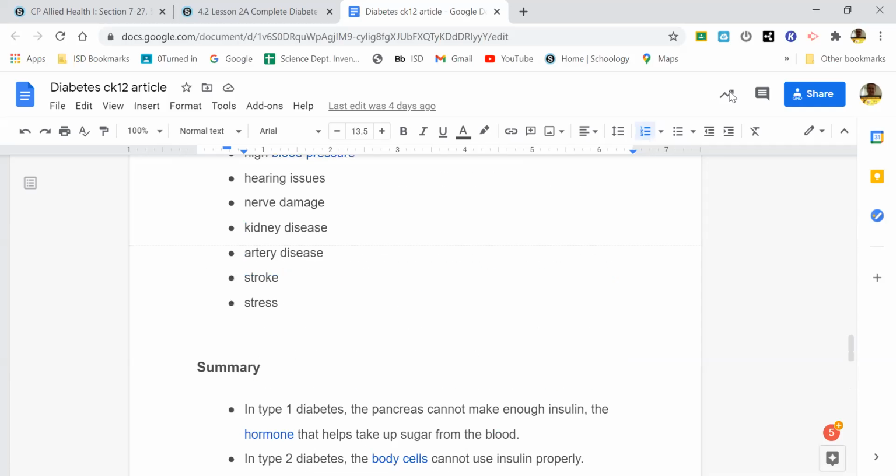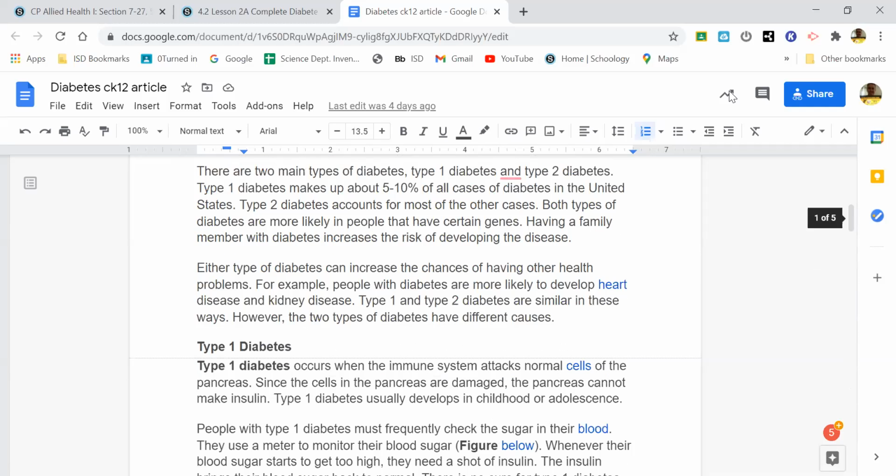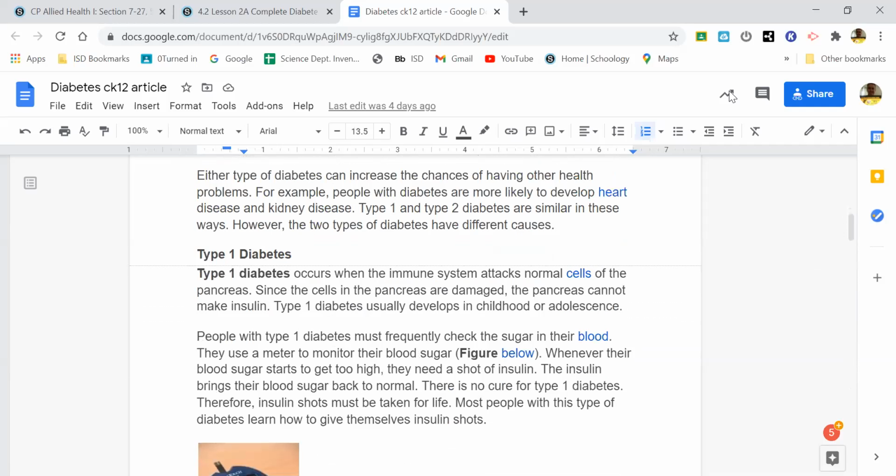What causes type 1 diabetes? That is probably in that video. But type 1 diabetes occurs when the immune system attacks normal cells of the pancreas. So I scrolled up there. It's in this paragraph. Since the cells in the pancreas are damaged, the pancreas cannot make insulin.